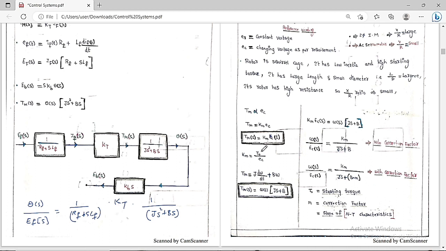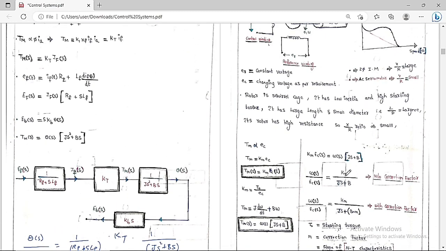Where T0 is called the starting torque. Km is nothing but the ratio of the starting torque by control voltage. So T0 is called the starting torque and m is called the correction factor. m is basically the slope of the speed torque characteristics. So this is the transfer function without any correction factor, and this is the transfer function with a correction factor. It is basically the slope of the speed torque characteristics of this AC servo motor.